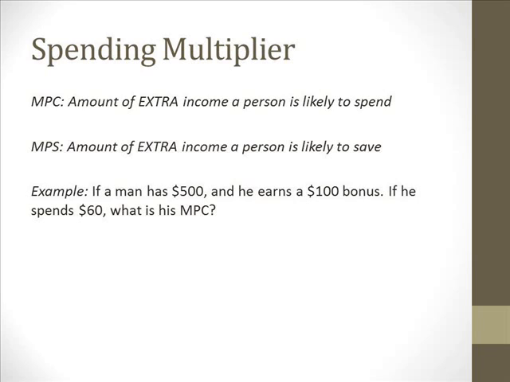So for the equation for MPC, you can write under A, change in spending over change in income, but I think you can just do that logically. The reason you do not take the 60 over the 600 is because you're looking at the change in income, which was $100. You already have 500.